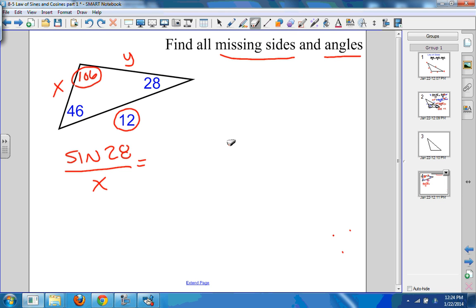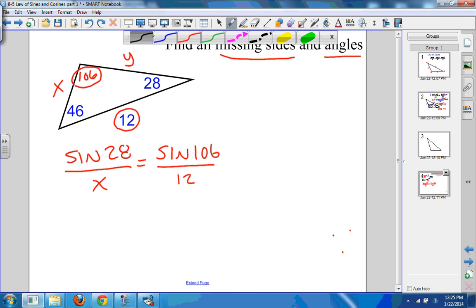And we can write over again using this angle and this side. So the sine of 106 over 12. Alright, so we have two fractions that equal each other. The way that we solved similar triangles in the chapter before this, when we had two fractions that equaled each other, is by cross multiplication. It's another way we can use to solve this.